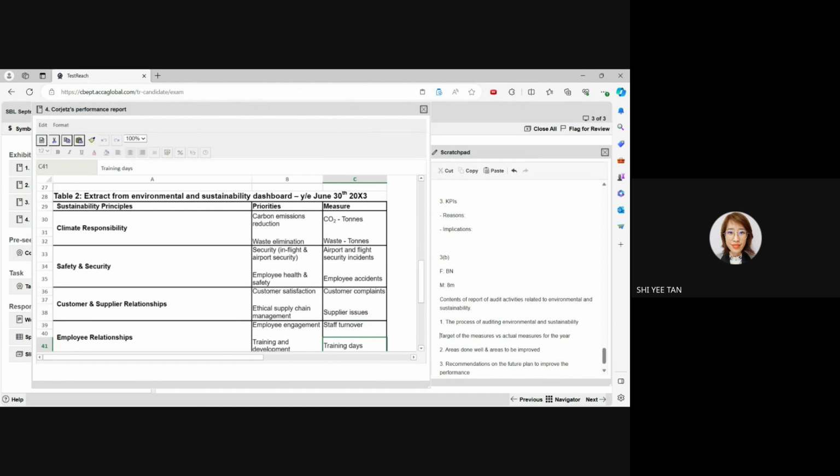Then you report your result: target versus actual. How is the result? Areas done well and areas to be improved. And then what are the recommendations on the future plan in order to improve, so that next year's audit, the result will be nicer? So a typical audit process is like this. You will usually report how the audit is done, including the scope of audit, the resources needed, and who is doing this.